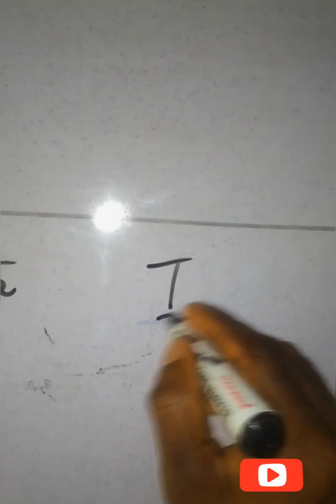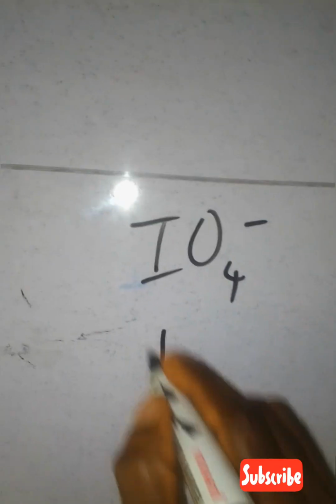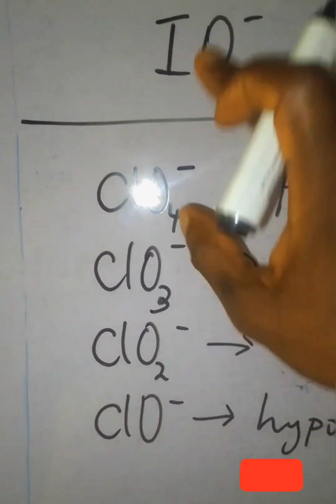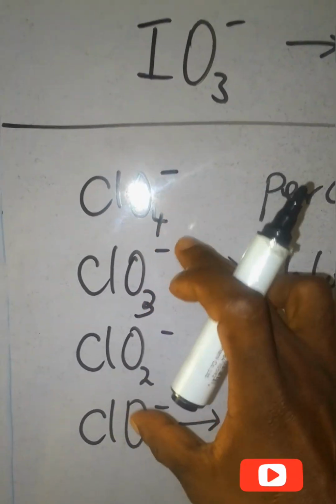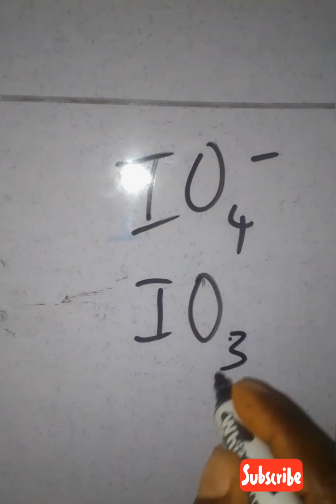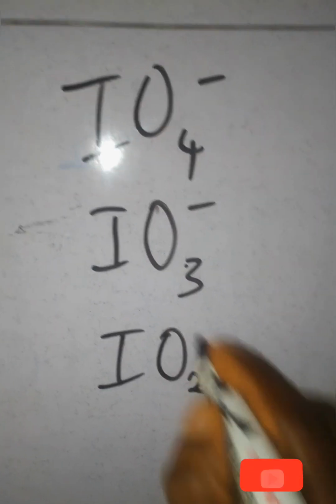We also have something like this, IO4 minus. And you do this only if all the oxyanions have the same number of charge, the same charge. Okay, let's consider this. So how do you name this?